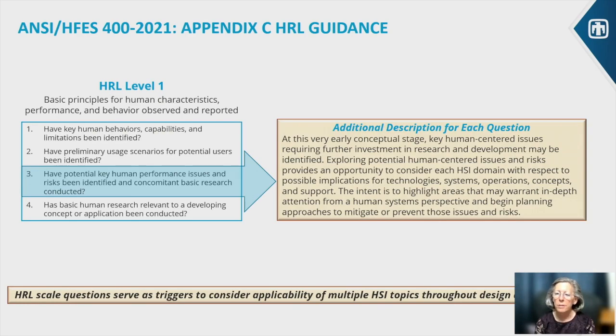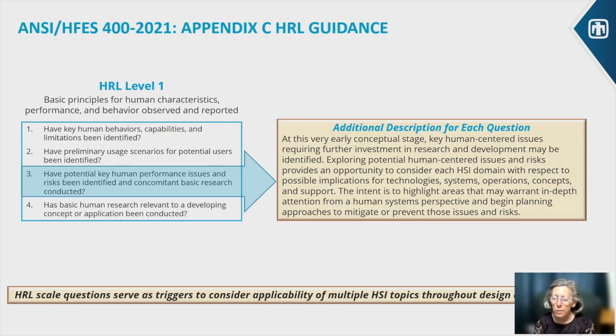But there are some basic things that can be done at HRL level 1 to start thinking about what humans would be doing in this system. What kinds of capabilities should they have? Are there limitations that might interfere with use of this proposed concept? And to start thinking about what kinds of scenarios might be involved with using this idea or this preliminary technology. And the third question there, thinking about key human performance issues and risks. That can be done very early.